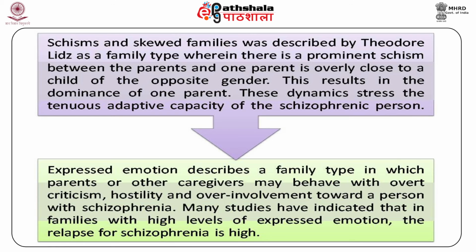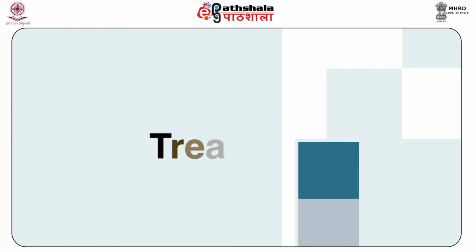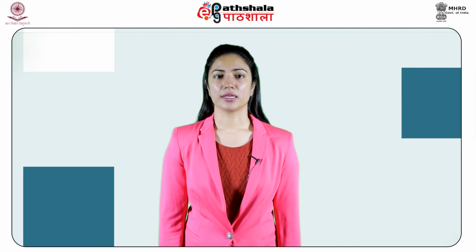Expressed emotion describes a family type in which parents or other caregivers may behave with over-criticism, hostility, and over-involvement towards a person with schizophrenia. Many studies have indicated that in families with a high level of expressed emotion, the relapse rate for schizophrenia is very high. The treatment modalities available are pharmacotherapy, electroconvulsive therapy, and psychosocial therapies, where the focus is given to social skill training. Then we have cognitive behavioral therapy, family-oriented therapy, art therapy, etc.